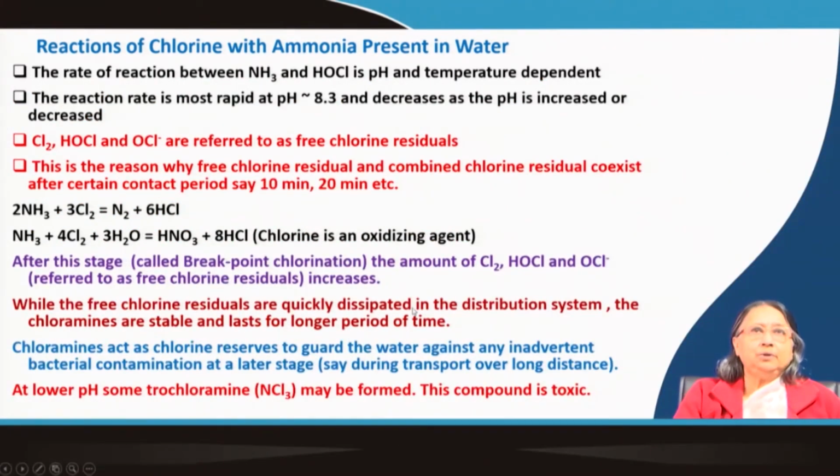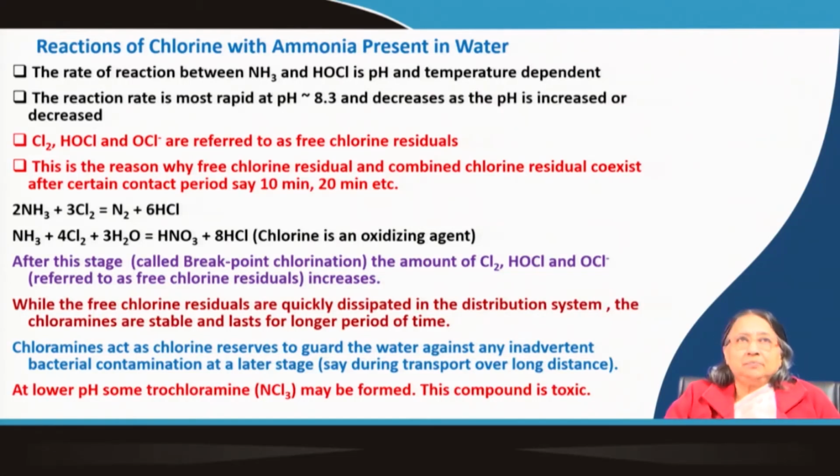Reactions of chlorine with ammonia present in water, continuation. The rate of reaction between ammonia and HOCl is pH and temperature dependent, that I told you. The reaction rate is most rapid at pH 8.3 and decreases as the pH is increased or decreased. So, at a certain pH the rate is maximum, means it is very fast, but if you increase or decrease the pH, it will become slower.